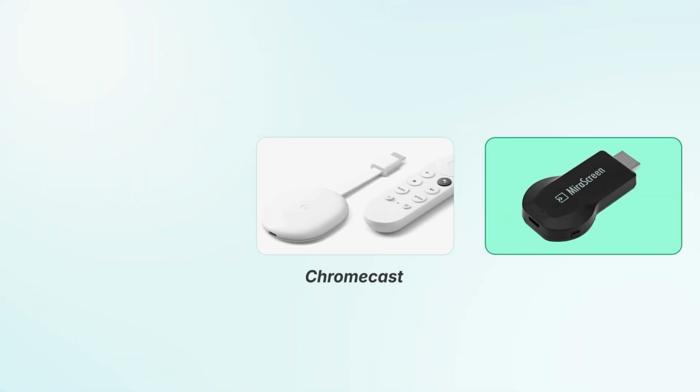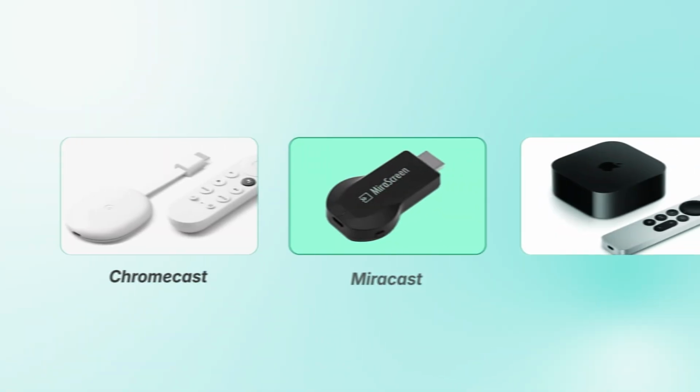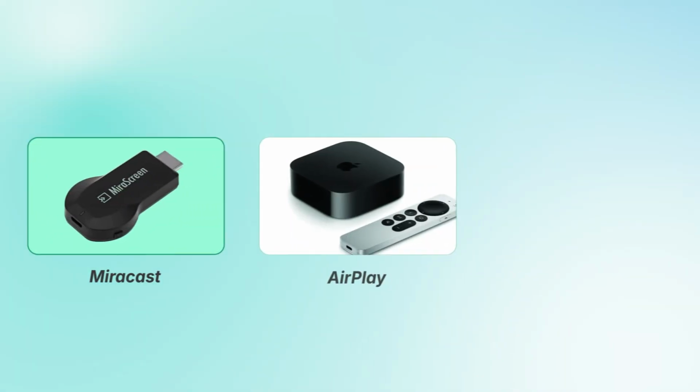An important thing to know is that there isn't one universal adapter. There are three main types, and each one only works with certain devices. First, you've got Chromecast, sometimes referred to as Google Cast. This one works with Android phones, Chromebooks, and the Chrome browser. Then there's Miracast, which works with Windows and Android devices, and it connects a device straight to the display without having to go through your Wi-Fi network. And the third one is AirPlay, which only works with Apple devices like iPhones, iPads, and Macs.